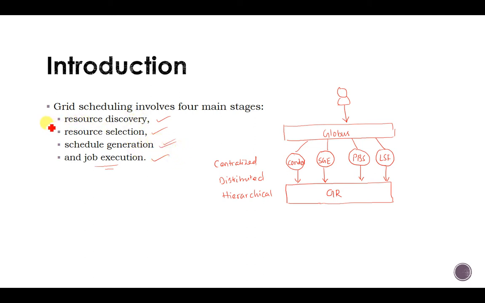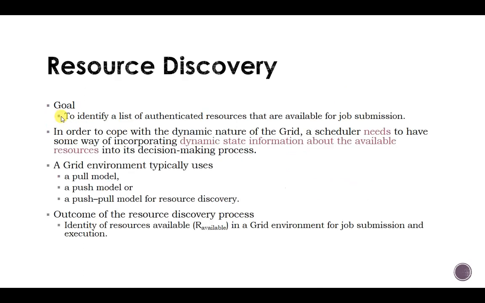The first method is resource discovery. What is the goal of resource discovery? The goal is to identify a list of authenticated resources that are available for job submission. As discussed, there will be several resources available in your grid environment, and the goal of resource discovery is to find out the authenticated resources for job submission.